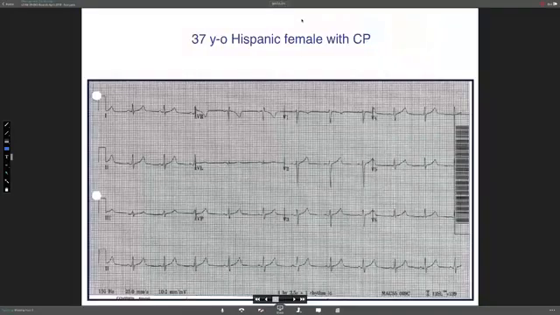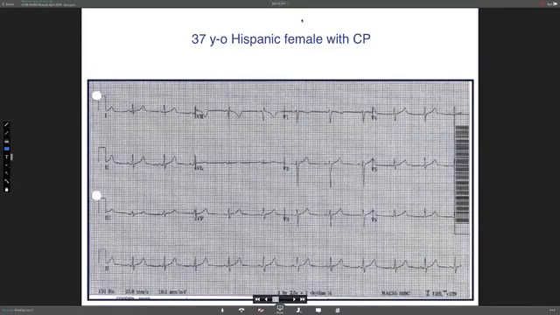So first case, this is a 37-year-old Hispanic female who presented to the emergency room with chest pain. This is her EKG when she came to the emergency room. In fact, there are no questions about this EKG. To me, this EKG looks pretty normal. Of course, if somebody comes with chest pain, you worry about ischemia or infarct. But somebody who's young and female makes ischemia not high on the differential diagnosis. So for me, this looks like a normal EKG.